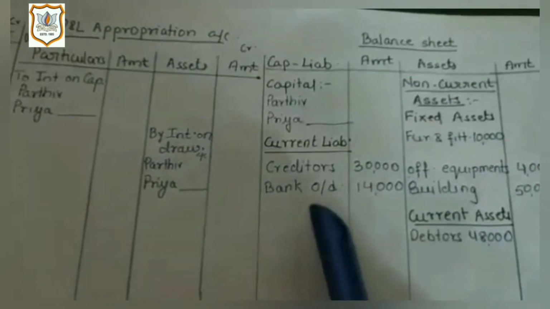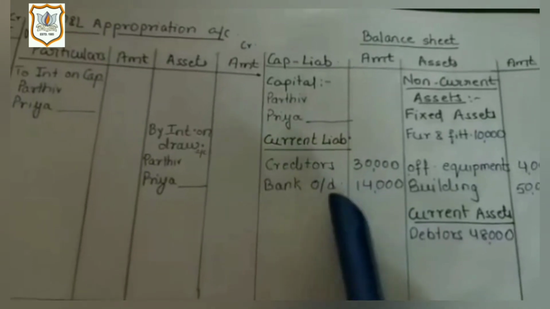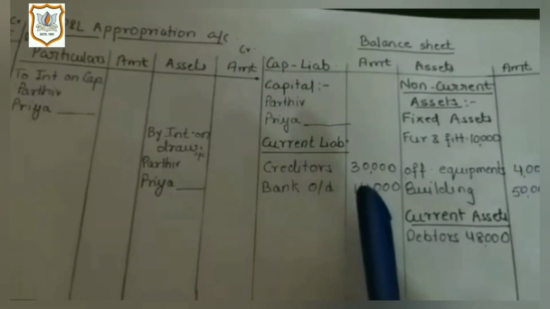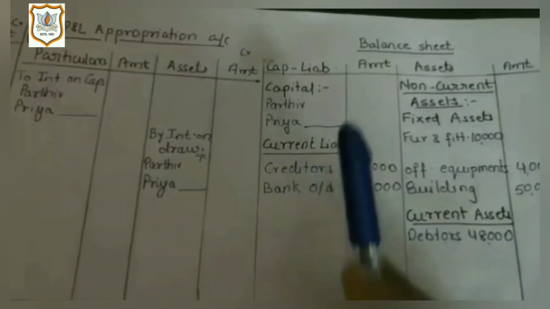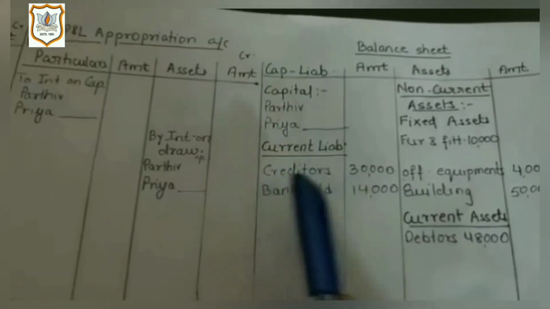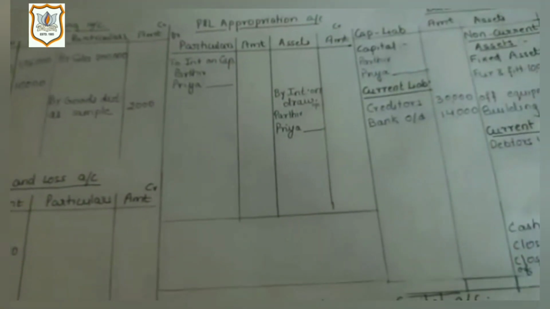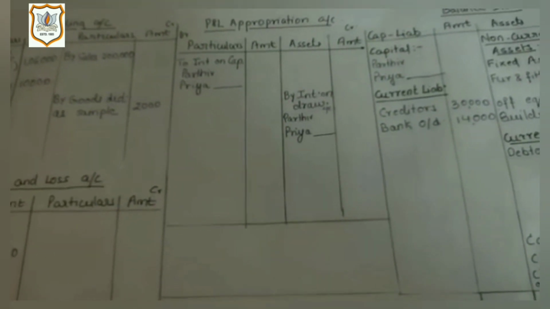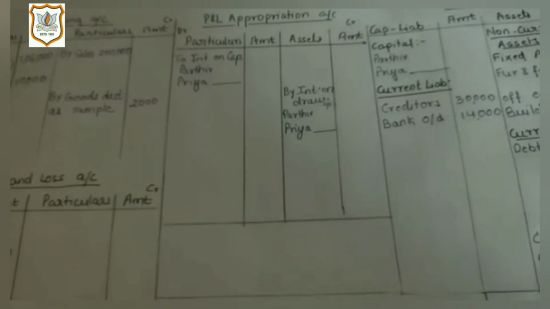Now next one is bank overdraft, which is 14,000. It is a kind of facility given by bank. You can say it is a kind of short-term loan which is given by bank. Since it is a liability, so it will be recorded on liability side under the heading of current liability in balance sheet. So these were the items of trial balance which I have posted in respective accounts. Each and every item of trial balance has single effect.